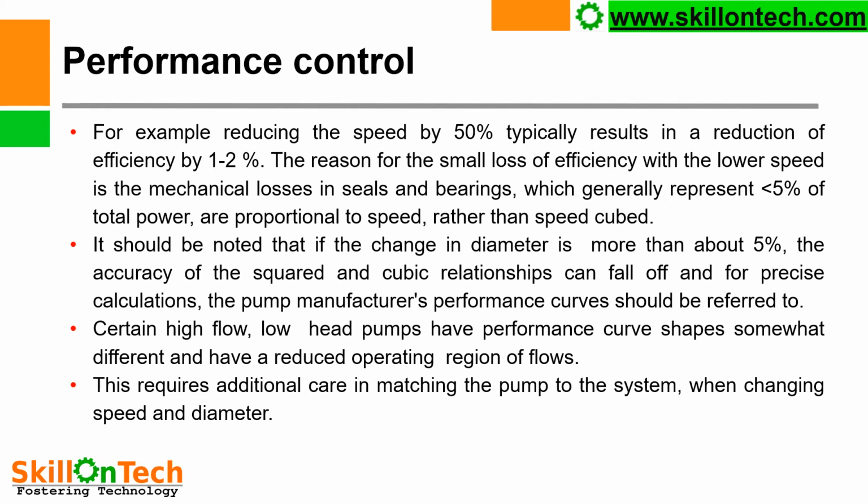Performance control. For example, reducing the speed by 50% typically results in a reduction of efficiency by 1 to 2%. The reason for the small loss of efficiency with the lower speed is that the mechanical losses in seal and bearing, which generally represent less than 5% of the total power, are proportional to speed rather than the speed cubed.